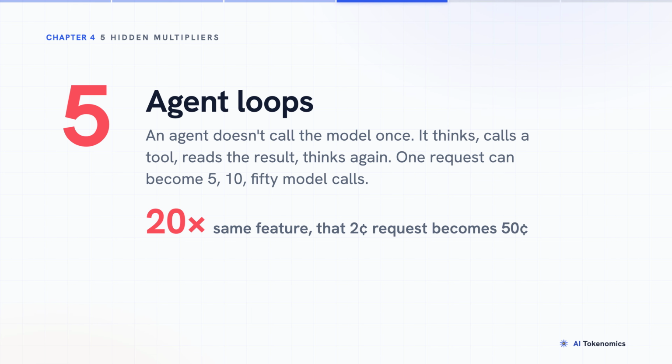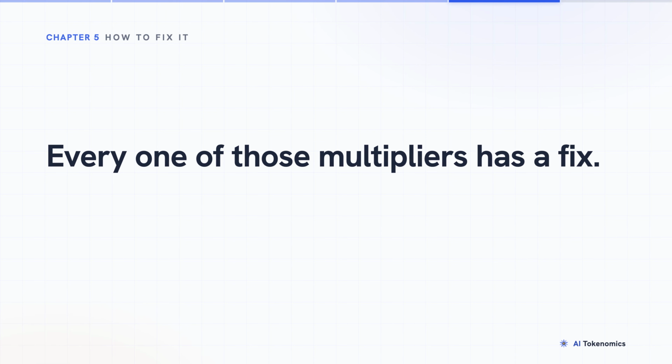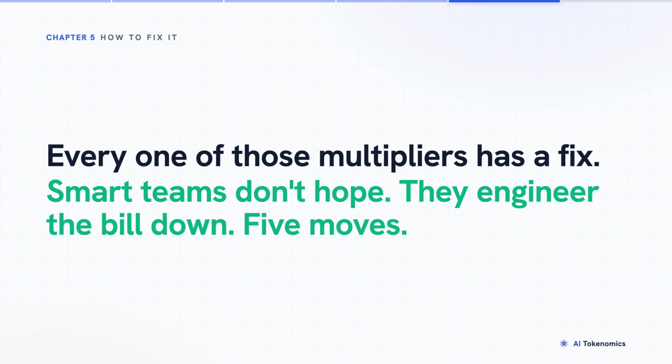So why does the pilot look fine? Because at 100 users, none of this hurts. The demo is honest about 100 users and lying about 100,000. That gap between pilot and production is where budgets die. Now the good news, every one of those multipliers has a fix. Smart teams don't hope the bill is okay, they engineer it down.